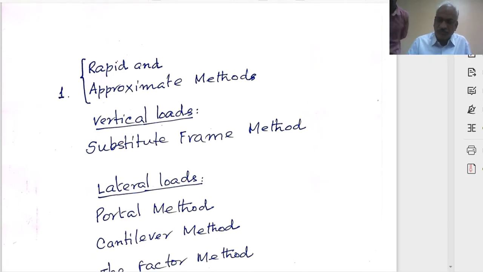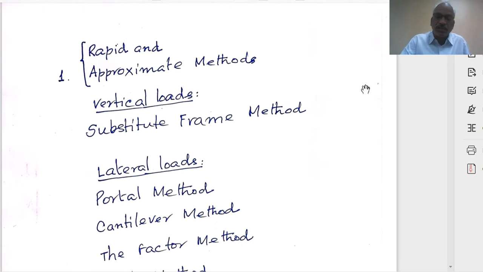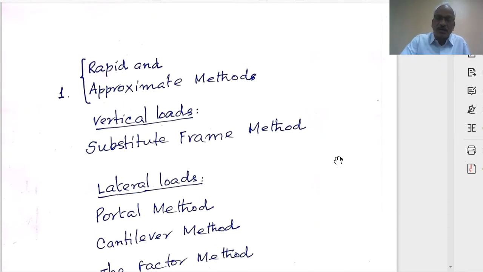Right. Now the methods that we are going to discuss are substitute frame method, Kani's method. Of course, now we are going to discuss only substitute frame method, and then software. These are the methods available for the analysis of building frames.